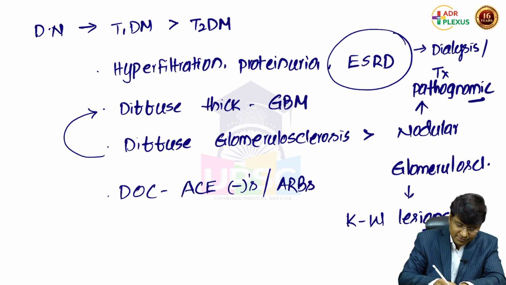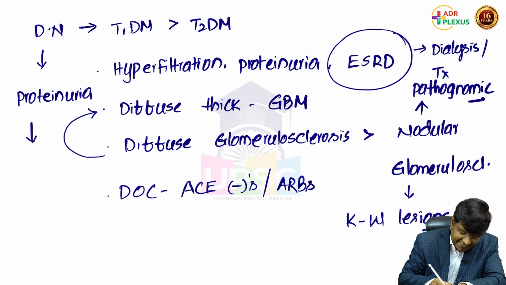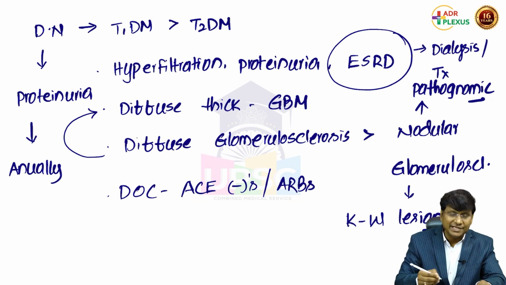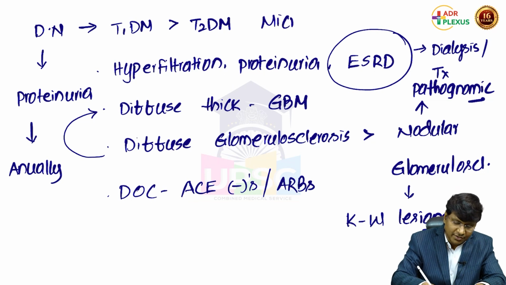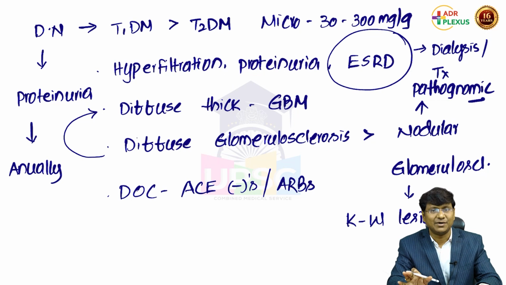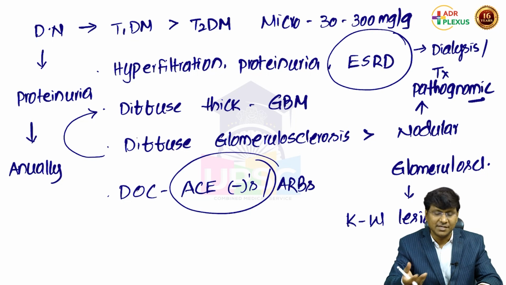All the diabetics should be screened for proteinuria annually, in order to have early detection of the proteinuria. Initially they will have microalbuminuria, around 30 to 300 milligrams per gram of creatinine excreted. And what is the purpose of giving ACE inhibitors? The ACE inhibitors will reduce the intraglomerular pressure, and thereby they will reduce the proteinuria. So that is about diabetic nephropathy.